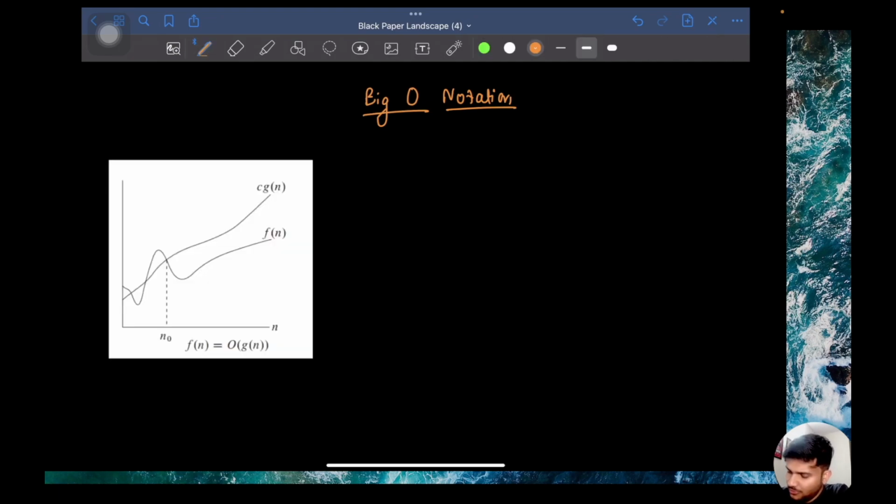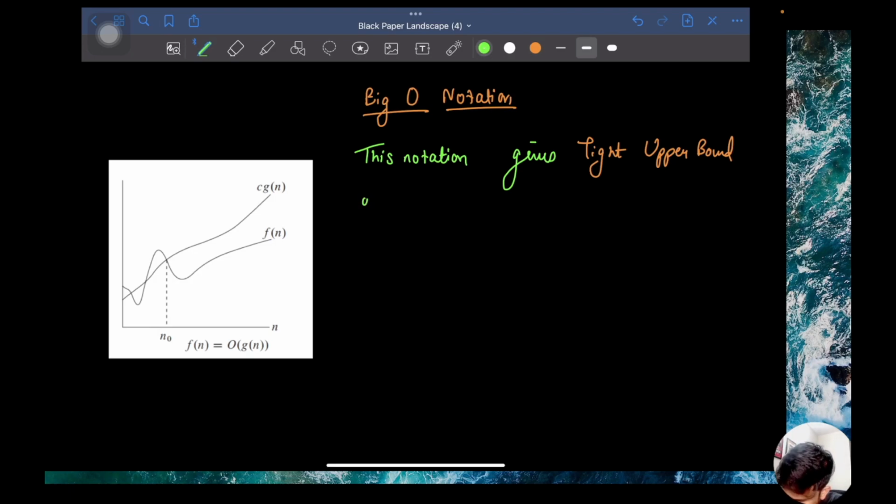So now let's talk about big O notation. Let me write about it. This notation gives a tight upper bound of the given function, right?